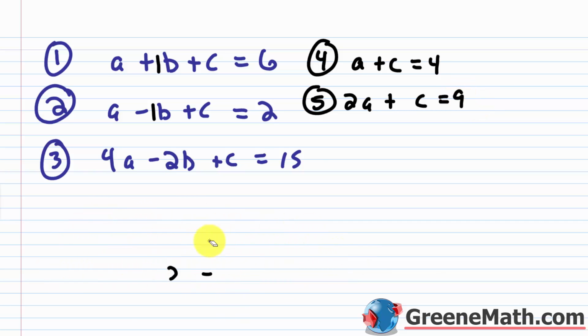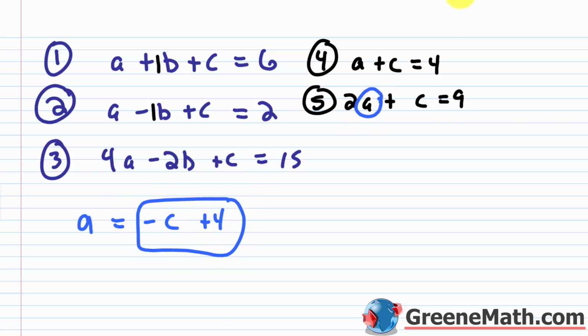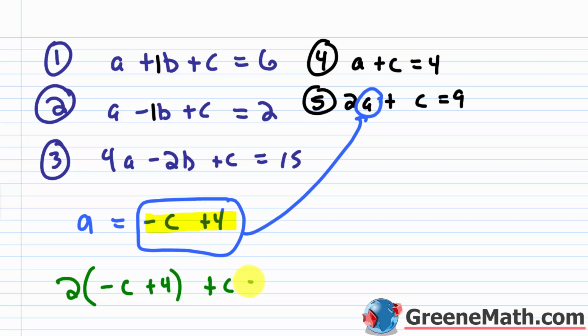Now we can solve this system pretty easily, either using substitution or elimination. Let's just use substitution. That looks pretty easy. So I'm going to solve equation 4 for a. a is equal to, subtract c away from each side of the equation, so -c plus 4. I'm going to plug in for a in equation 5. This right here, that's what a is equal to. That's what I'm going to plug in right there. So I would have 2 times this quantity, -c plus 4, then plus c equals 9.